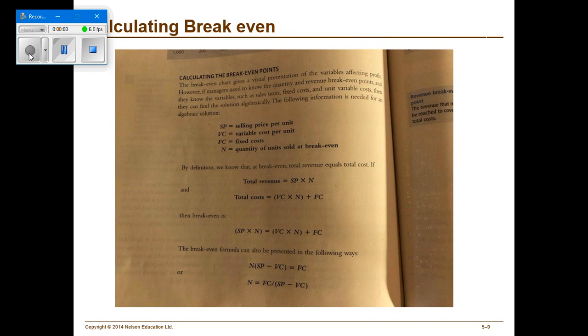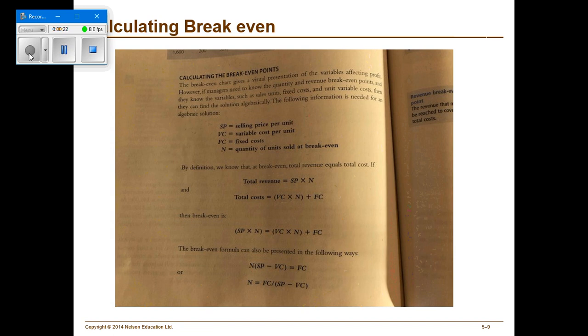Hi everyone. Okay, let's look at calculating break-even points. This is directly out of your textbook on page 192, and this page is talking about all the different calculations.